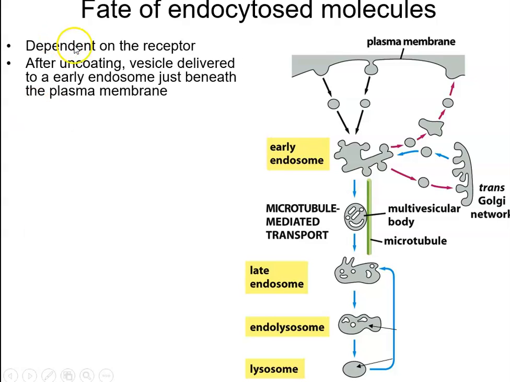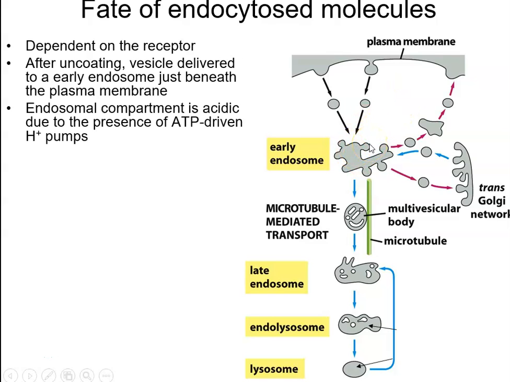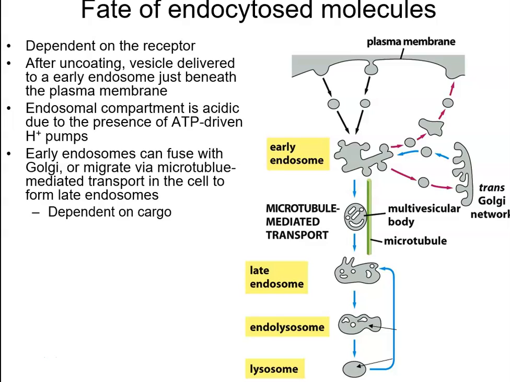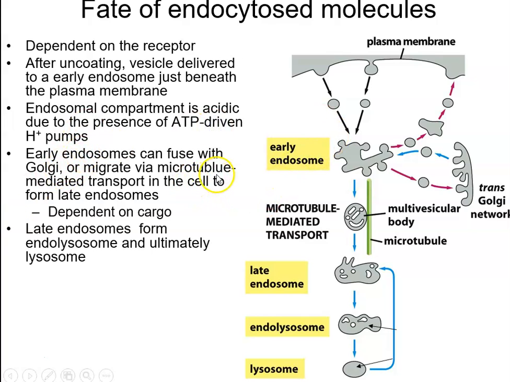After uncoating, the vesicle will be delivered to an early endosome, which will be sitting just beneath the plasma membrane. This endosome is slightly acidic because it has ATP-driven hydrogen ion pumps on there, so it will have a lower pH than the rest of the cell. The cell's around 7.4. This would be less than 7. The early endosome can either fuse with the Golgi, if that's what's required, or it could be migrated to elsewhere in the cell, typically transported down the microtubules to fuse with a late endosome.